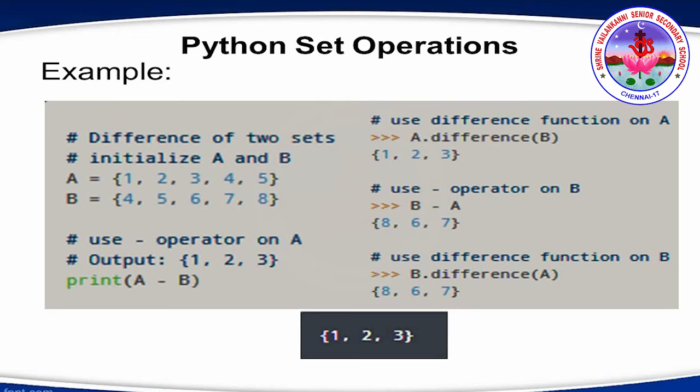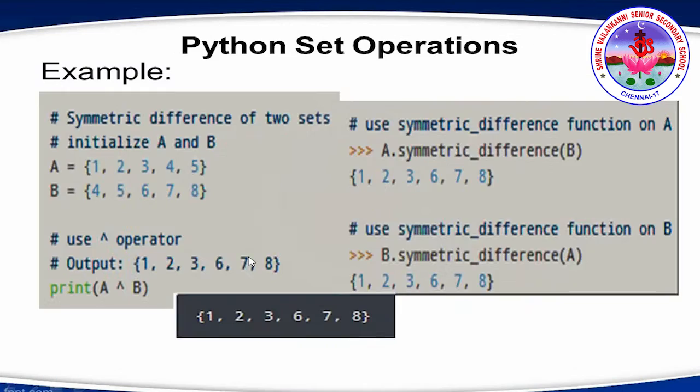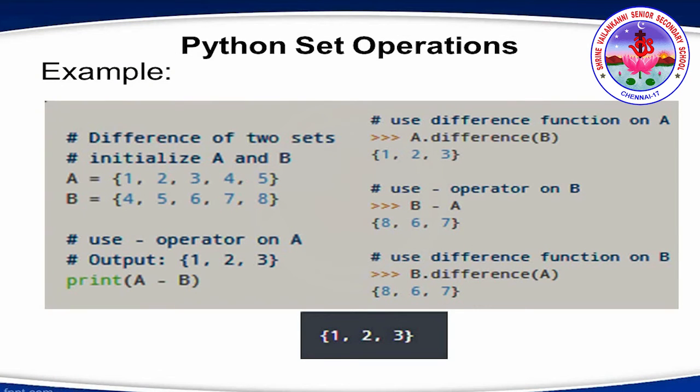Next, difference. So what is the difference? A minus B: which is in A, which is not in B. Let's see. Here we have 1, 2, 3, 4, 5, the same set of values for A, and the same set of values for B. So here we are going to use minus. Minus is the difference operator.